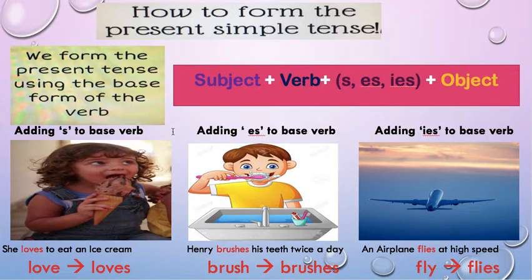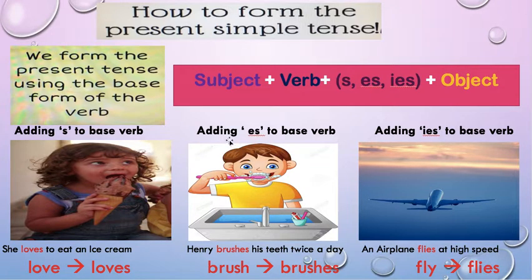Got it, students? Now, adding s to the base verb. Here is the example we have given: she loves to eat ice cream. Students, what is the verb here? Loves. It is in simple present tense, isn't it? What is the base form of the verb here? It's love. What are we adding to the base form? We are adding s, so love becomes loves.